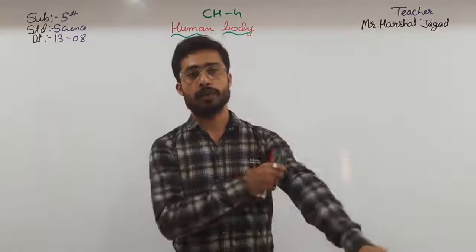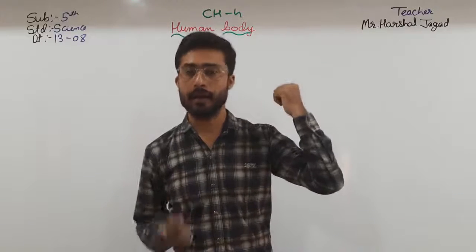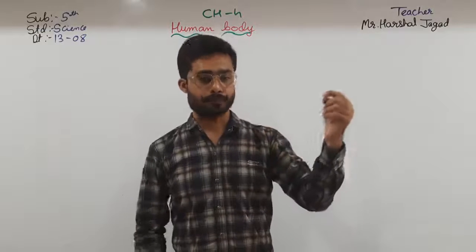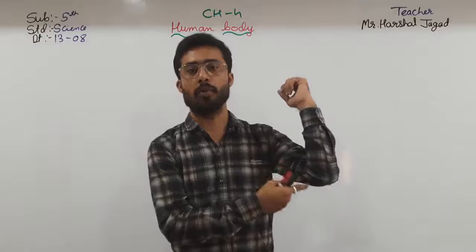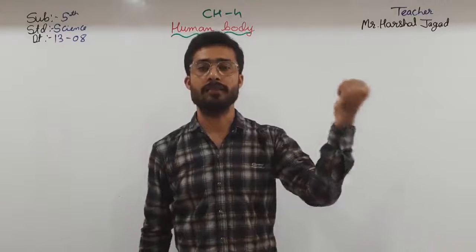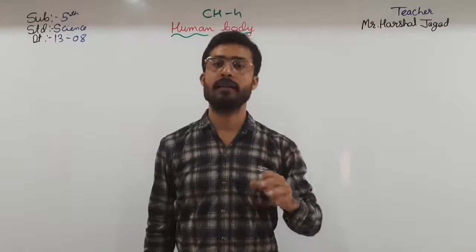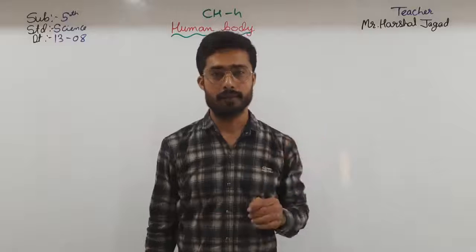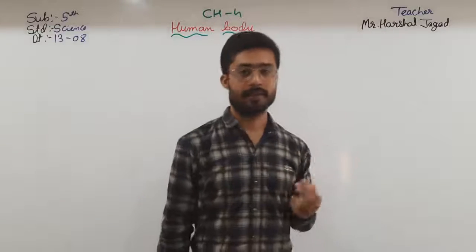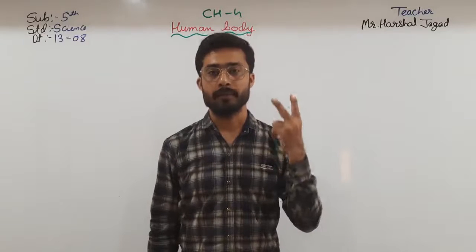If I just want to bend my hand, how can I bend this hand? The muscle which is over here will pull this muscle. So this muscle will contract and our hand will bend. In that way there are different types of muscles. Further, we have seen about two types of muscles: first voluntary muscles, second involuntary muscles.